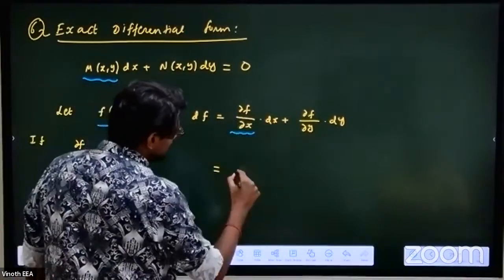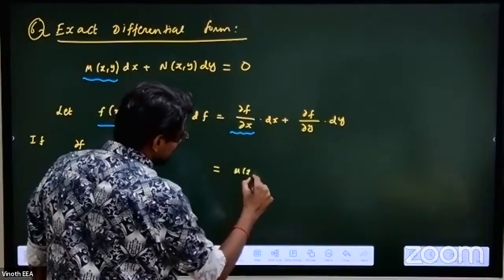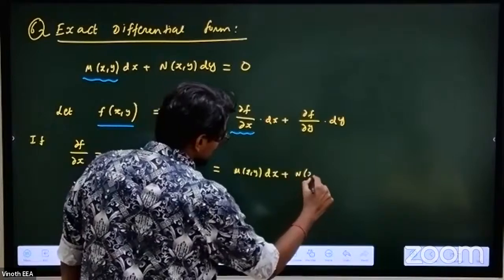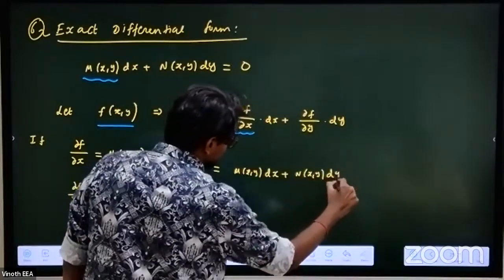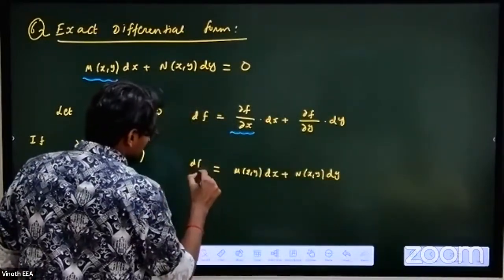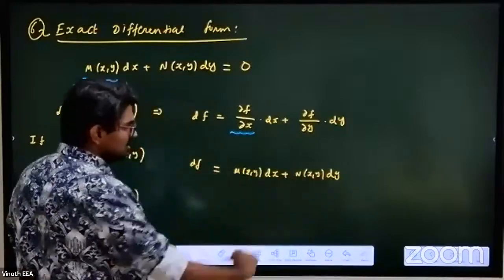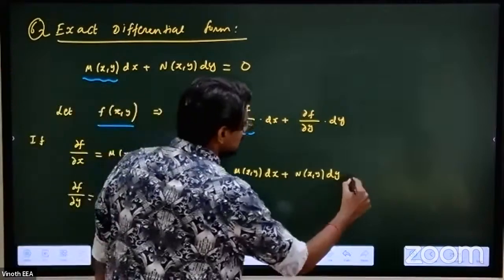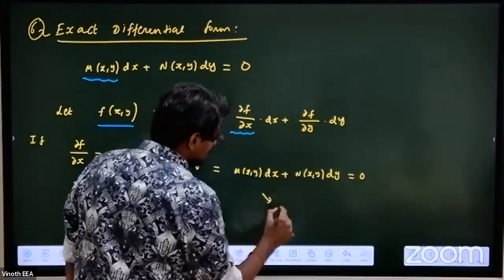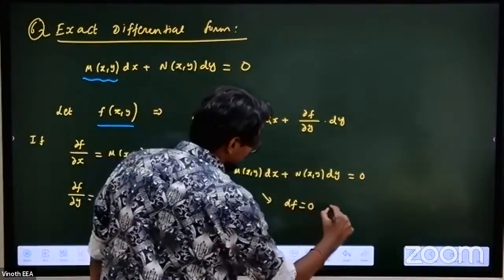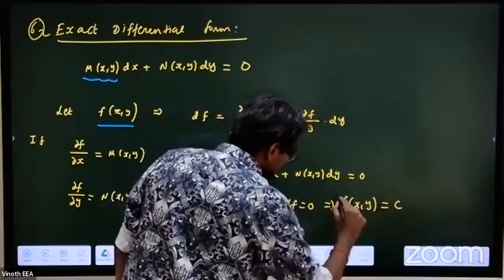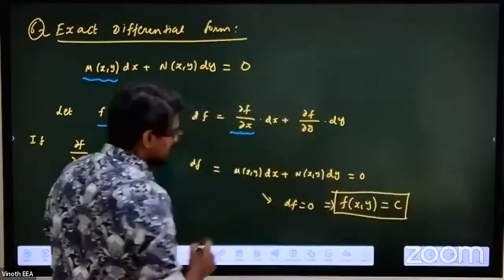∂f/∂x is M, right? M dx plus this is N(x, y) dy. This is my df. Already what we know about this equation? We already know that the equation is 0. So that indicates my df equals 0. That indicates f(x, y) equals some constant.